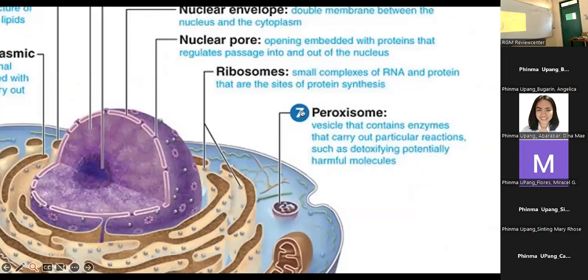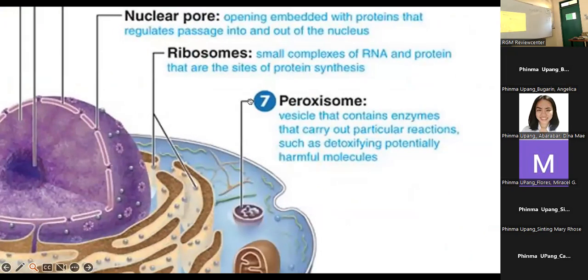The peroxisome naman contains enzymes that can detoxify certain substances, particularly the organic peroxides or even hydrogen peroxide. Okay, kaya siya tinawag na peroxisome. And these peroxides are usually produced during fatty acid catabolism. All right, so kailangan yung detoxification by the peroxisome.